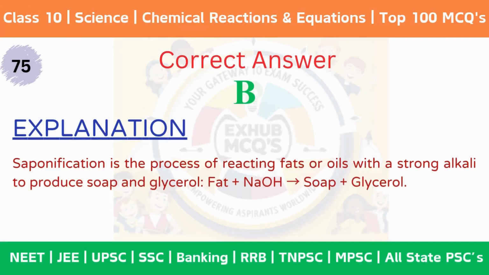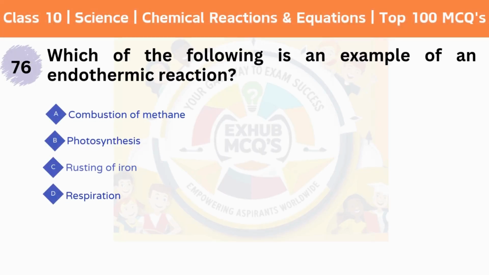The correct answer is option B, saponification. Explanation: saponification is a process in which fats or oils react with a strong alkali, like sodium hydroxide, to produce soap and glycerol.